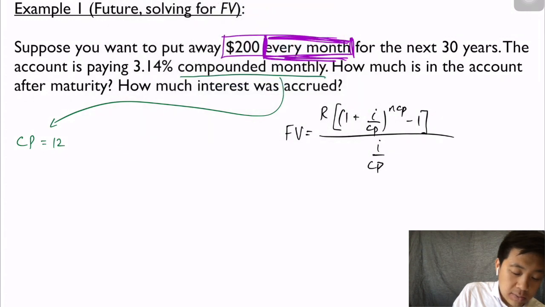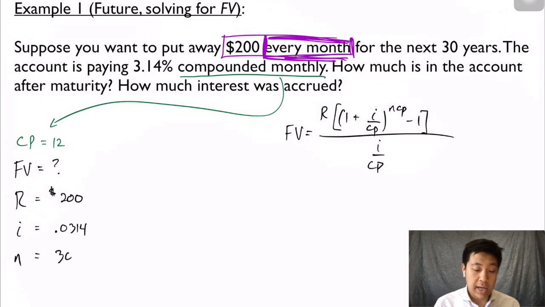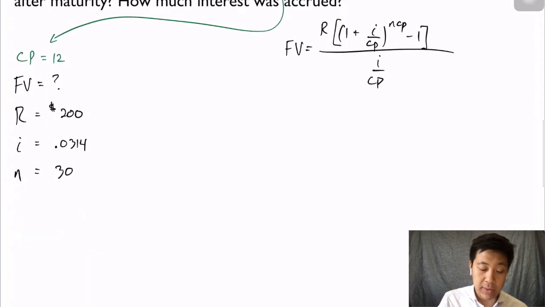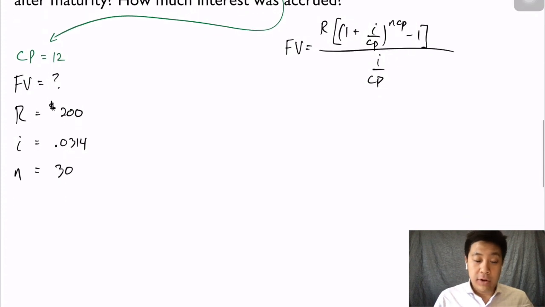The future value is what this problem is asking for. The recurring payment is $200. Okay, the interest rate is 0.0314, and N here is 30 years. You may have also noticed that I didn't divide the interest rate by the compounding period, nor multiply the time by the compounding period. The reason is that since we have the formula introduced now with the compounding periods integrated into it, one could follow easily just to literally make sure that every variable is accounted for.